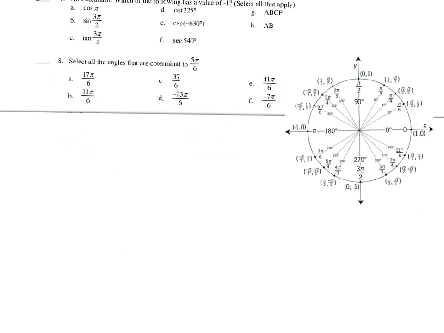All right, next up here, select all angles that are coterminal to 5 pi over 6. So what I would do is I would just keep adding 12 pi over 6 until I got to the biggest one here. So that's going to be 17 pi over 6. So that one's good. I would say that tells me that this one does not work. And then if I add 12 pi over 6 again, that gives me 29 pi over 6.